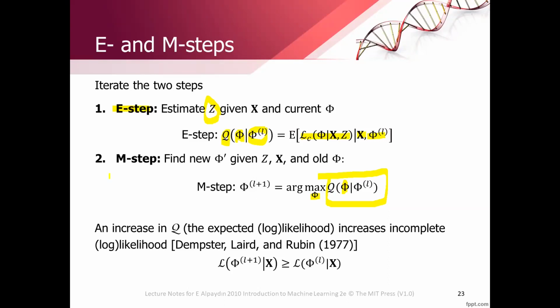Also, without any details, if we succeed in increasing the value for Q, then we increase the likelihood that, if we know the set of observations capital X, our set of parameters is a better one.